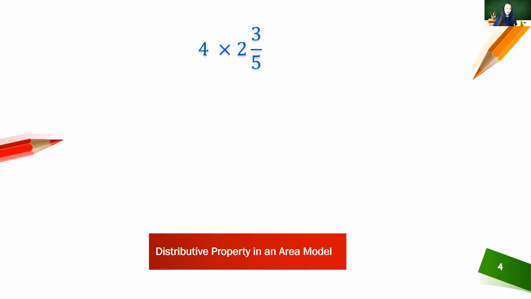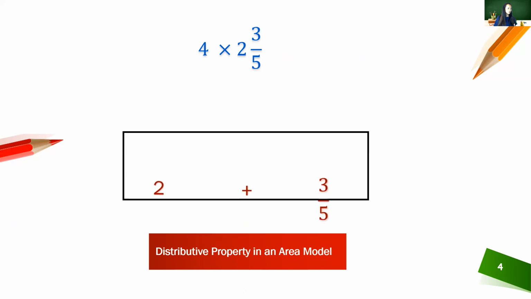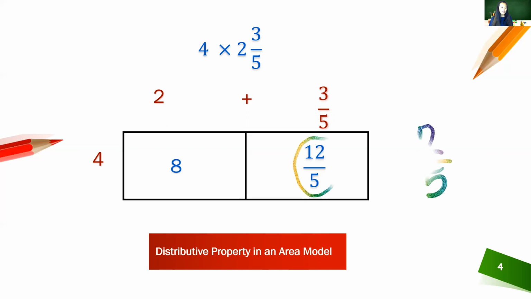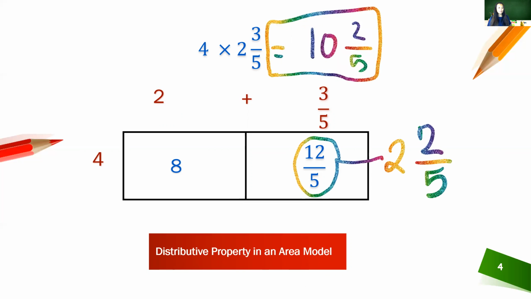Same problem now, 4 times 2 and 3/5 in an area model. So again, rectangle, the length would be 2 plus 3/5, the width would be 4. Then we have 2 smaller rectangles inside. 4 times 2 is 8. 4 times 3/5 is 12/5, and 12/5 is the same as 2 and 2/5. So again, together it's 10 and 2/5. It's just a little bit more visual and maybe more organized so that you know exactly what goes where, okay?